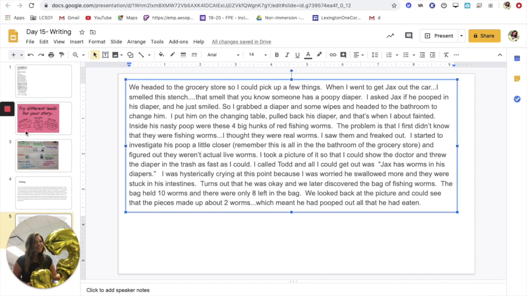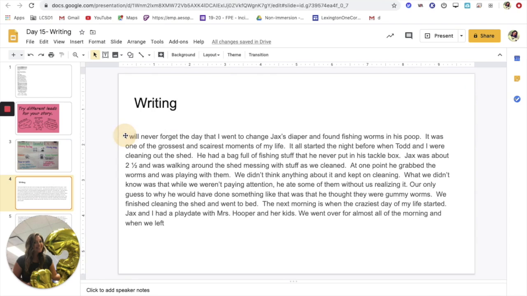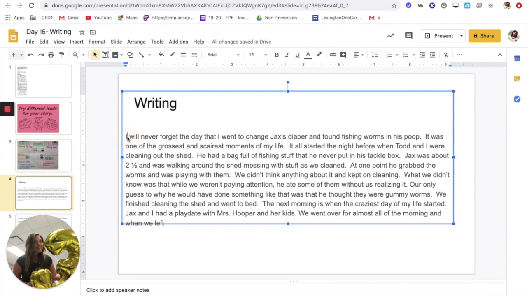So there's more details I can add into this, but today we're really just focusing on leads and endings. So I'm going to go back to the top really quick, and I'm going to think, how do I want to start this out? I kind of told you somewhat of a lead, but I want to start this off with a question, a really good question.